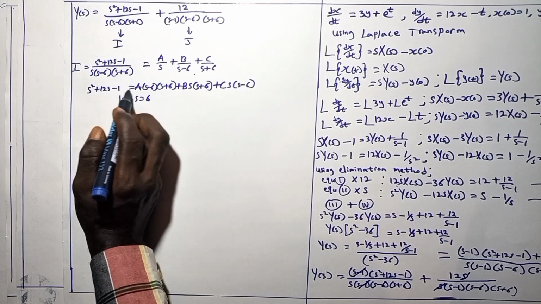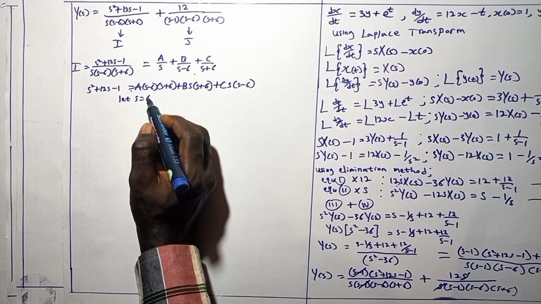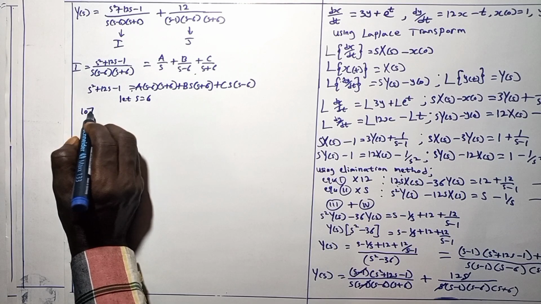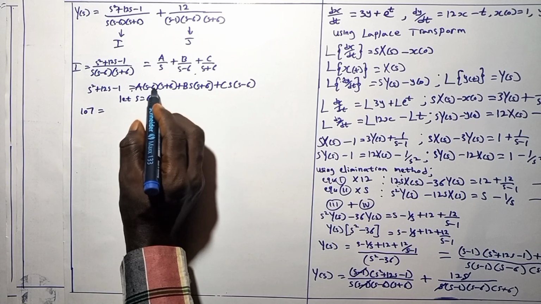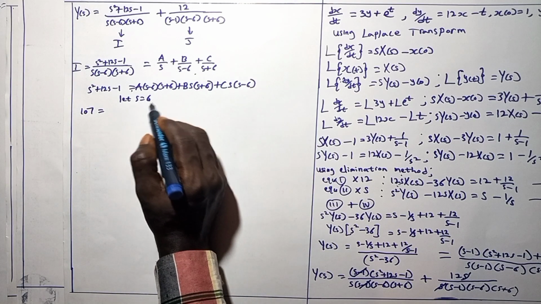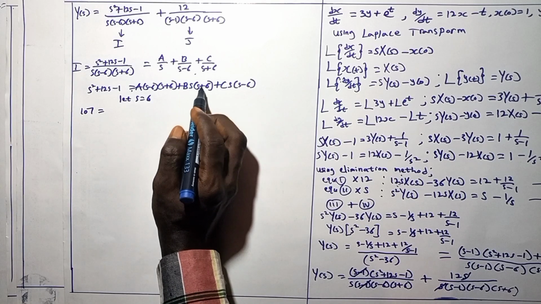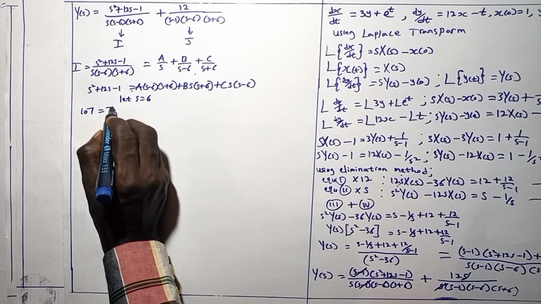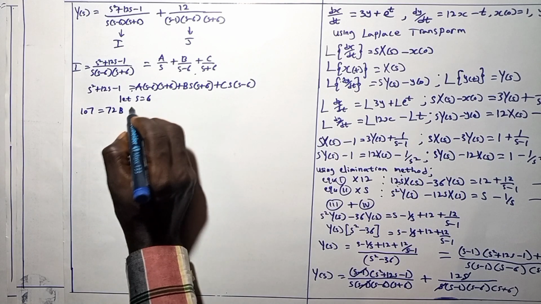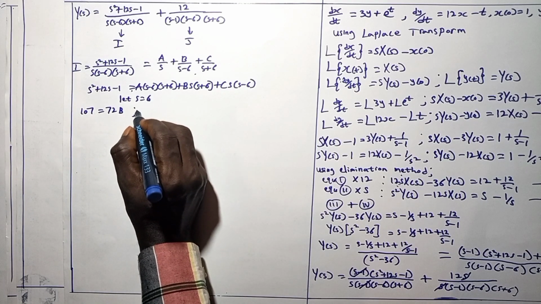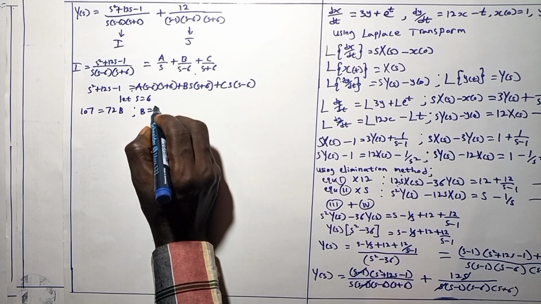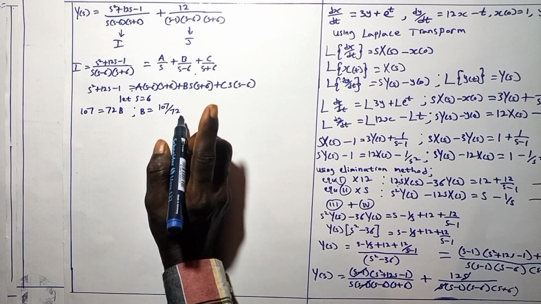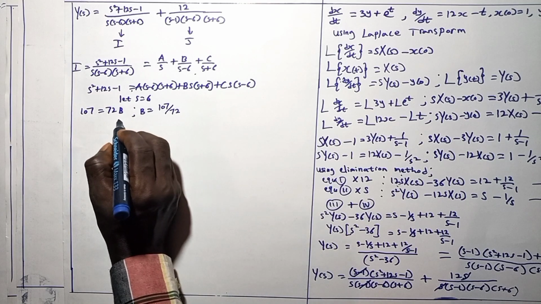So now let's insert this here. Anywhere we see s, I'm going to insert 6. By doing that, this side will give us 107, and since this will give us 0, this one will give us 0. Inserting 6 here, 6 plus 6, 12, then times 6, we have 72. 72B, hence our B is 107 over 72. So we have gotten the first unknown.